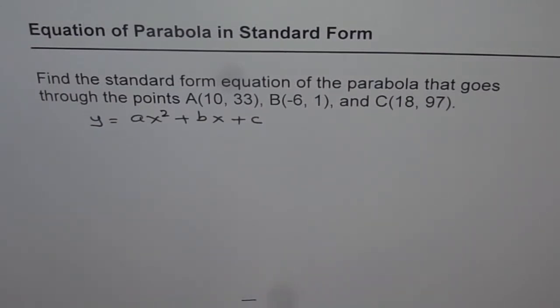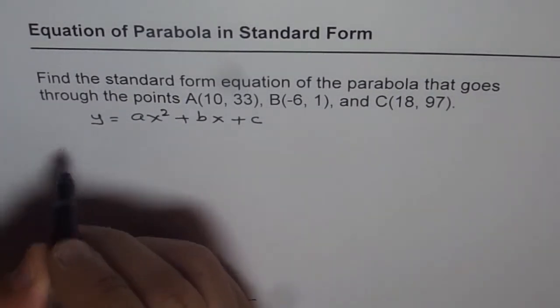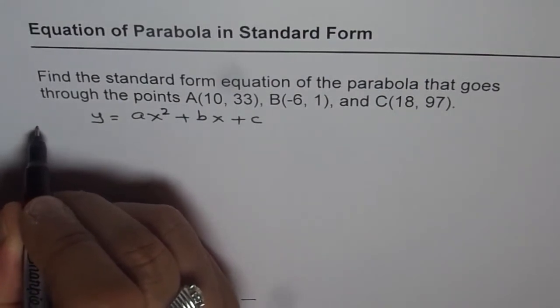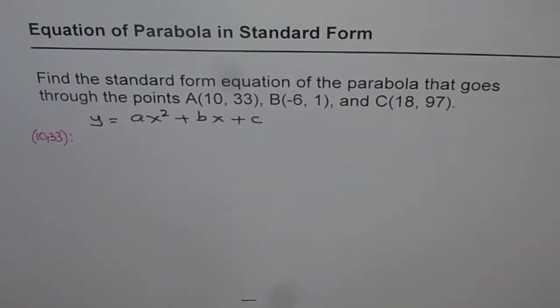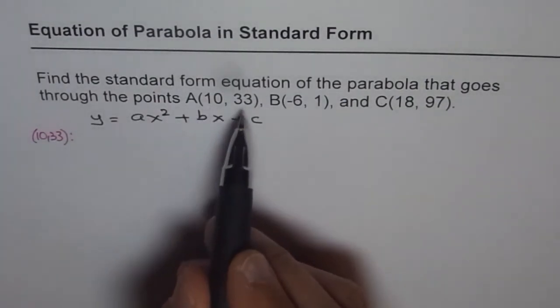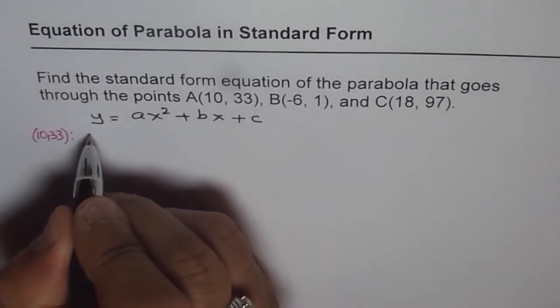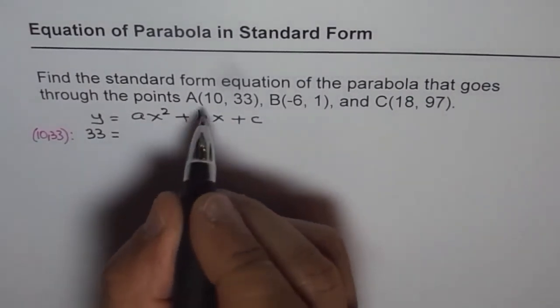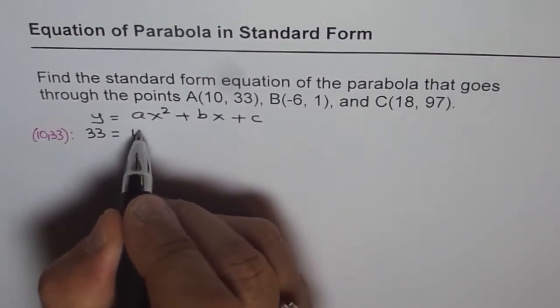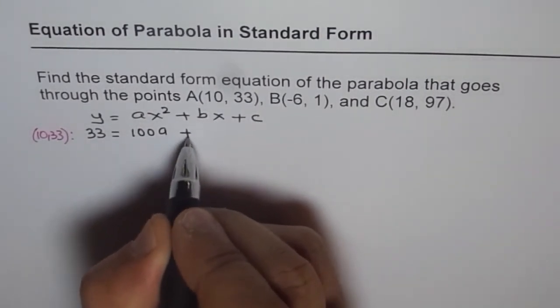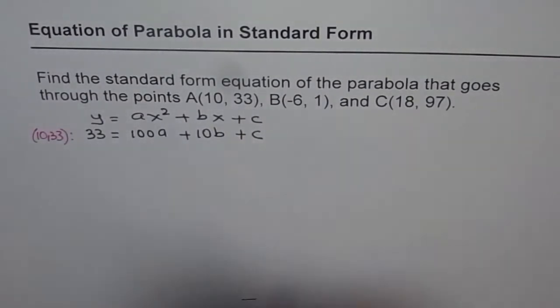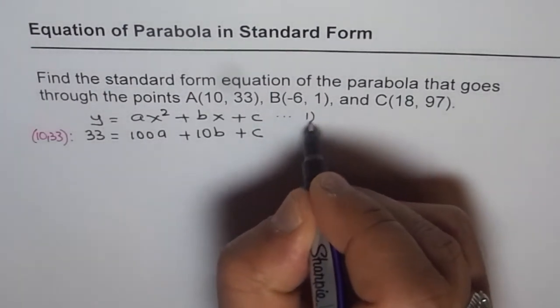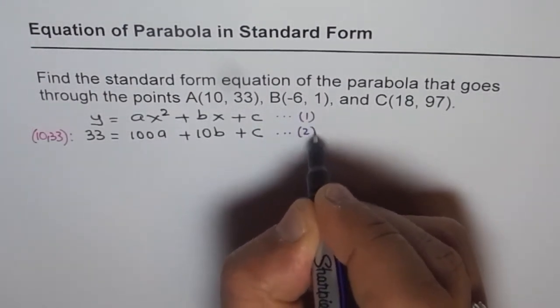So let's get three equations from the given points. First let's use point A, which is (10, 33). So the x value is 10 and the y value is 33. Let's substitute. So we have 33 equals 10 squared, which is 100, so we get 100a plus 10b plus c. That gives us one equation. So we started with the standard equation, let me call that equation 1, and this one is equation 2 for us.